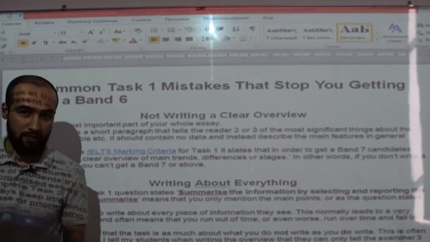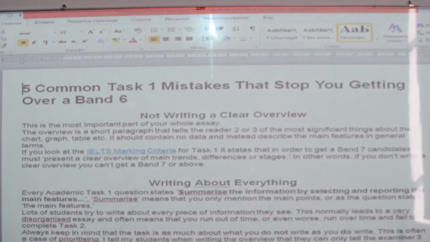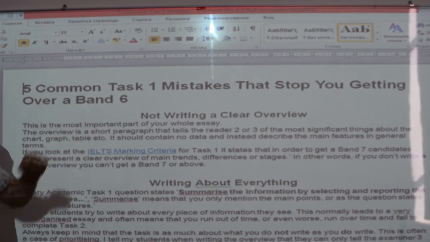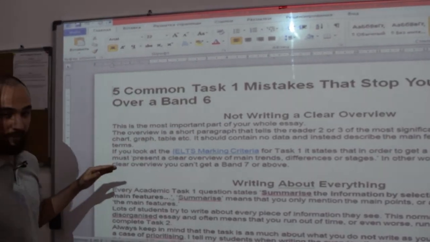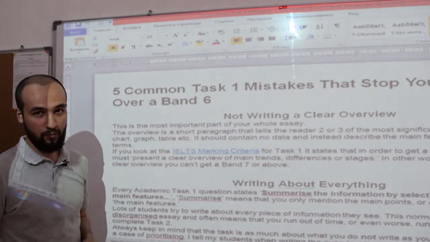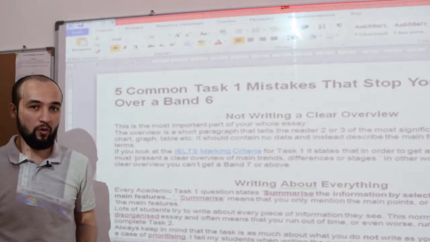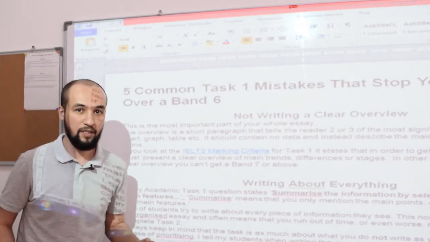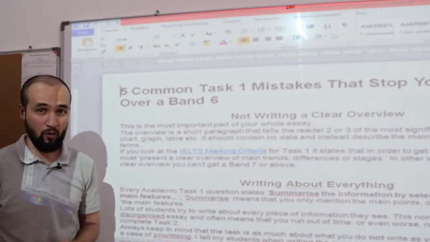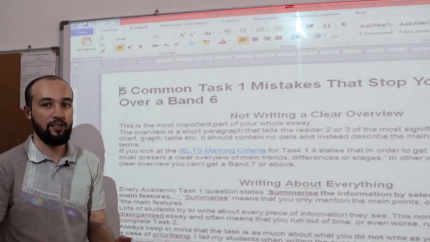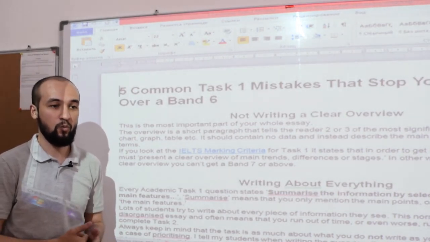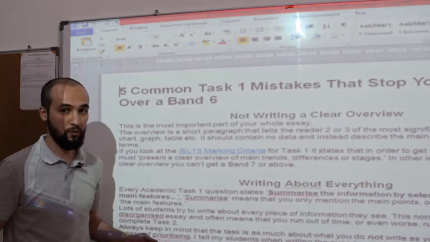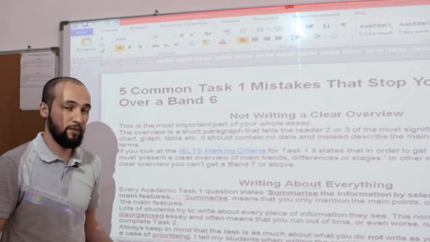So now let's get the ball rolling. We're going to start with 5 common task 1 mistakes that stop you from getting over band 6. The first one is not writing a clear overview. For those who don't know what an overview is, the overview is a brief summary or brief explanation of the entire graph and what has happened: which figure increased, which figure decreased, which figure didn't change. That's the overview.